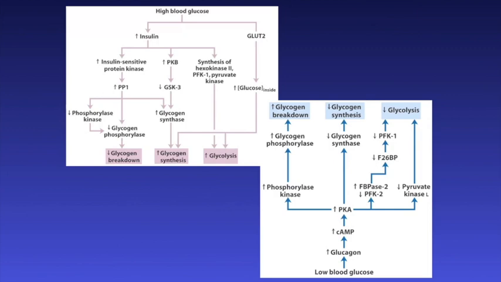On the other hand, high blood glucose also affects glycolysis. High blood glucose makes glycolysis go faster because I have a lot of starting materials. I want to do synthesis. I need ATP, so it's time to make ATP. All right.